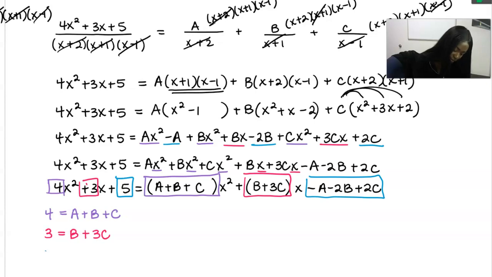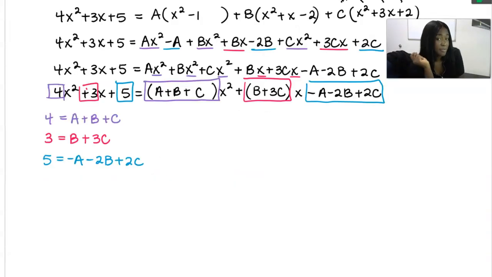And I have that 5 is equal to negative a minus 2b plus 2c. So now this looks a little bit different because this is still a system of linear equations, but this has 3 variables. Now it has a, b, and c, not just a and b. But the processes that we use to solve that is still the same. We're still thinking about the addition method, and we're still thinking about substitution.